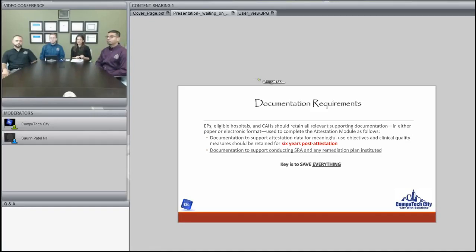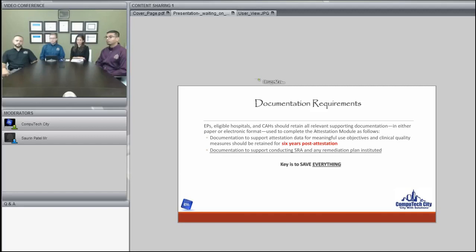So save as many screenshots. Make sure that all screenshots have the date within your reporting period. So don't save a screenshot from 2013 for your 2014 reporting period or 2015. And then your documentation has to support every single piece of information you provided on CMS during attestation. So all of the denominators, numerators have to be captured straight from your EHR.